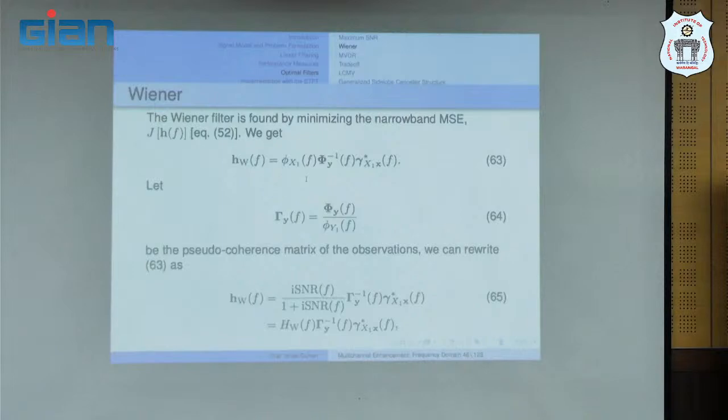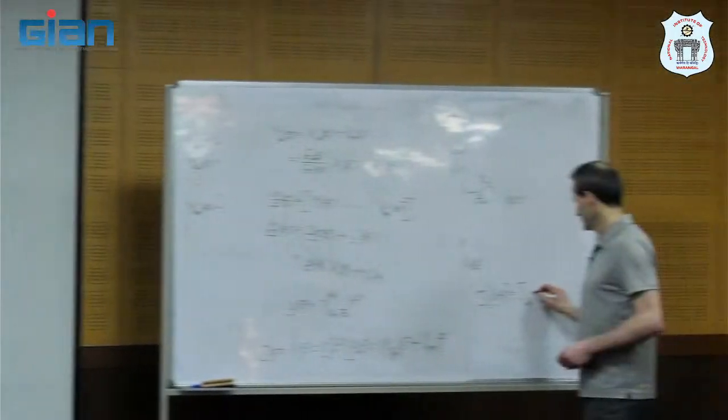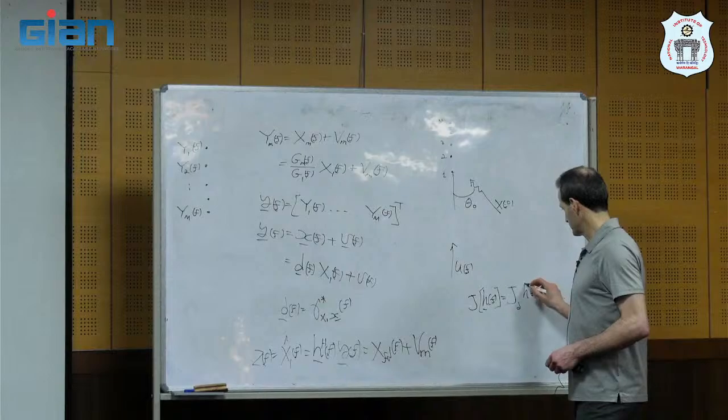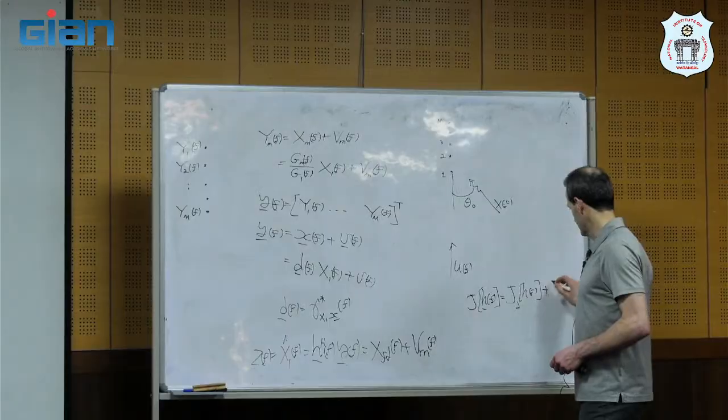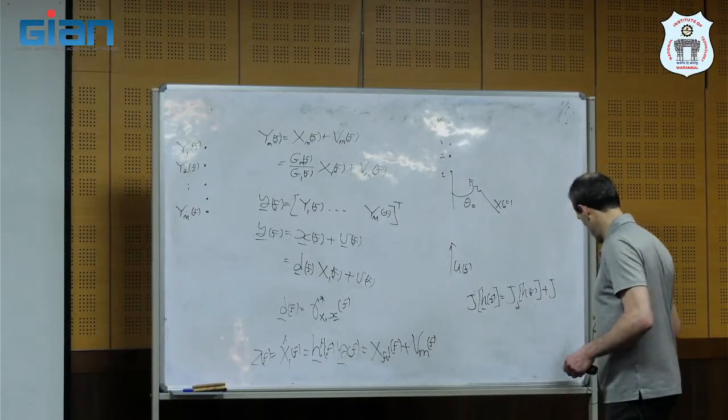Okay? Let's continue. Now with the Wiener filter. The Wiener filter is obtained by minimizing the mean squared error. So we saw the mean squared error, either the narrowband, so we can work with the narrowband mean squared error, which is the summation of two components of the mean squared error.